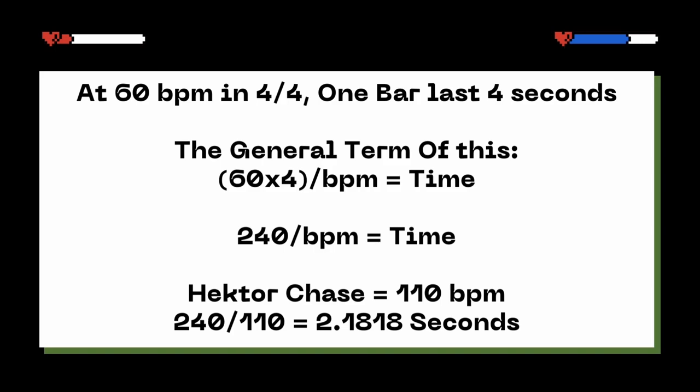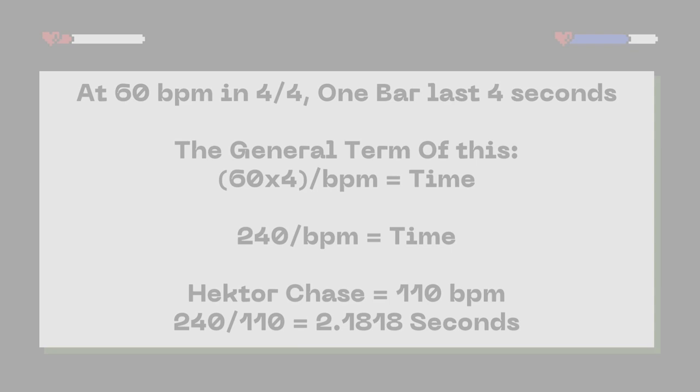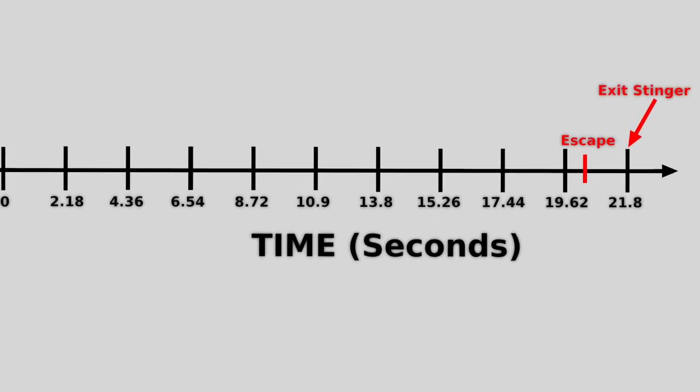So in the example we're about to watch, the chase was at 110 BPM. So one bar would be 240 divided by 110 equals 2.1818 seconds. When the chase music begins, the game begins a counter that counts in increments of 2.18 seconds. When you die, or when you escape, the game waits for the next increment of that time to roll around, and then it triggers the correct exit stinger, so it will land exactly on the downbeat.